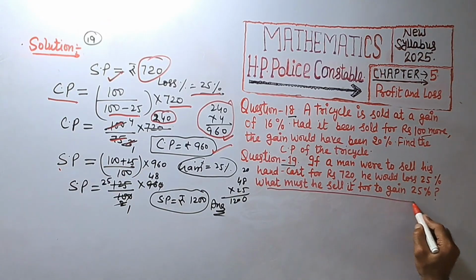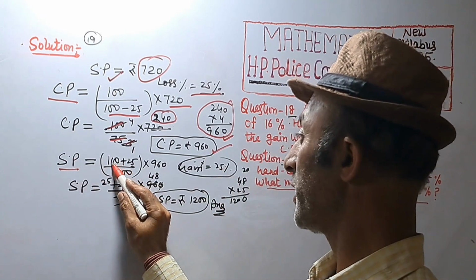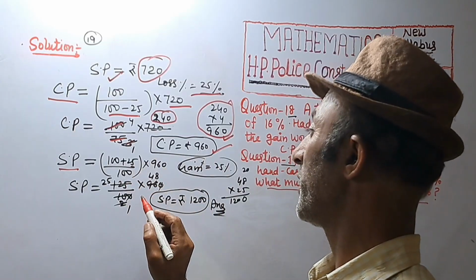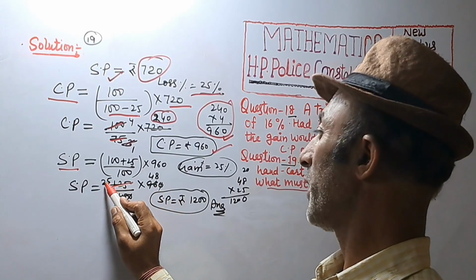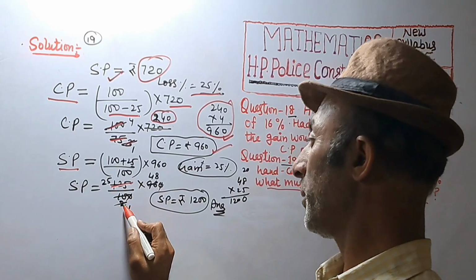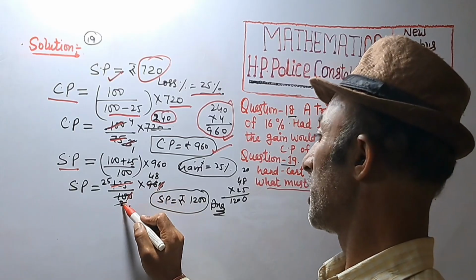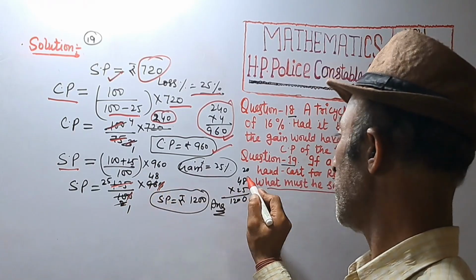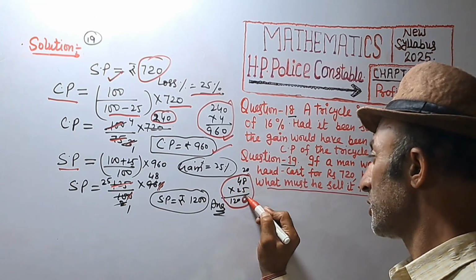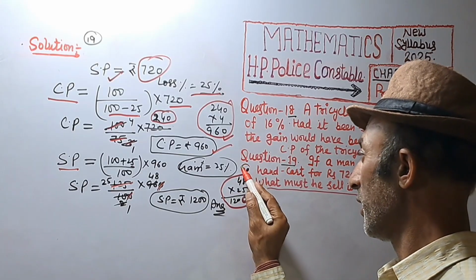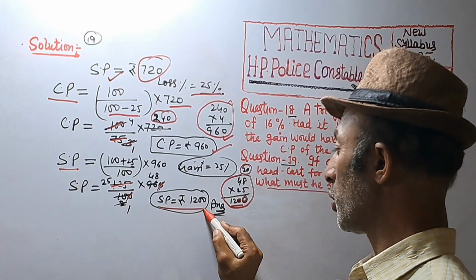But for what must he sell it to gain 25%? Gain 25%, and we find the selling price, that is 100 plus 25 upon 100 multiplied by 960. 125 upon 100 into 960. 25 fives are 125. 0 0 is cancelled. 2 ones are 2, 48 twos are 96. 48 multiplied by 25: 25 eights are 200, 0 and 20 carry, 25 fours are 100, 100 plus 20 is equal to 120. So we get selling price equal to rupees 1200.